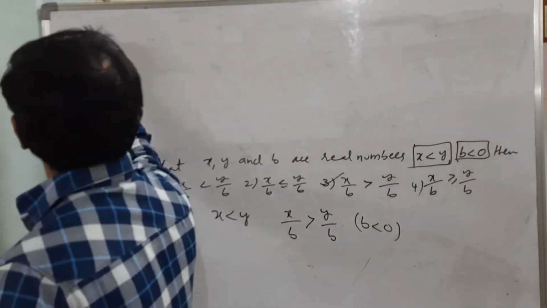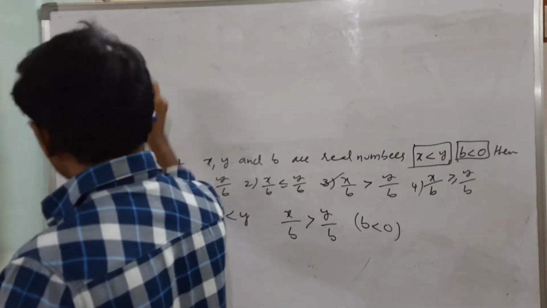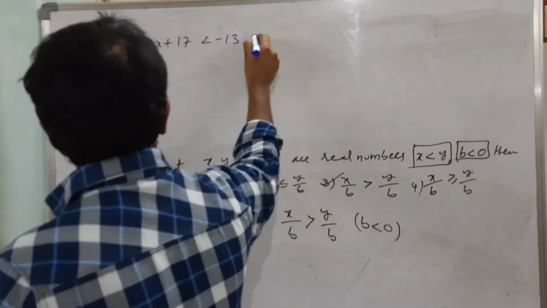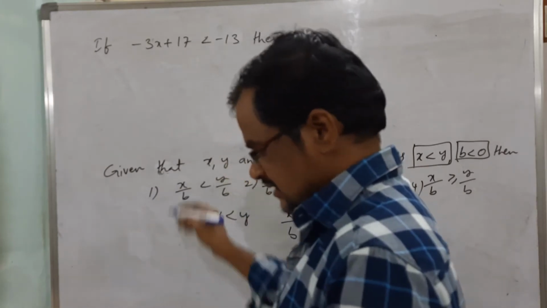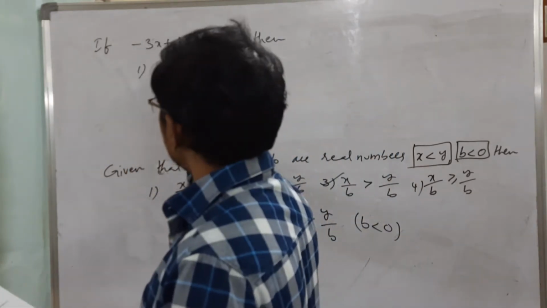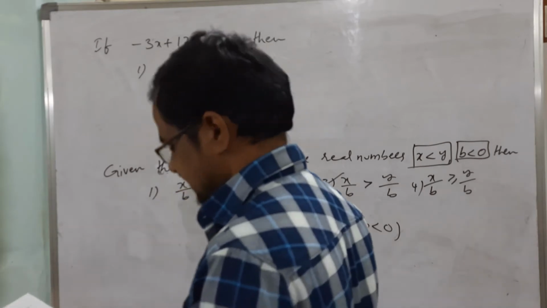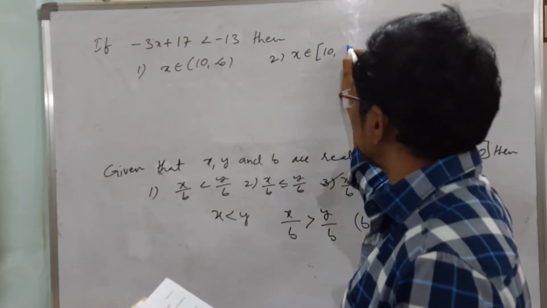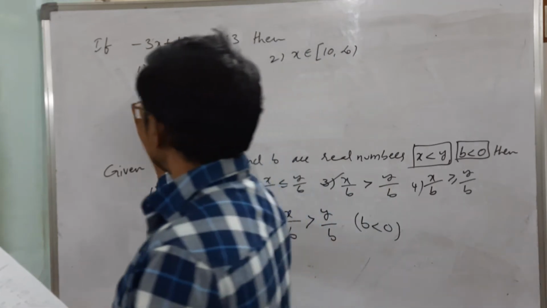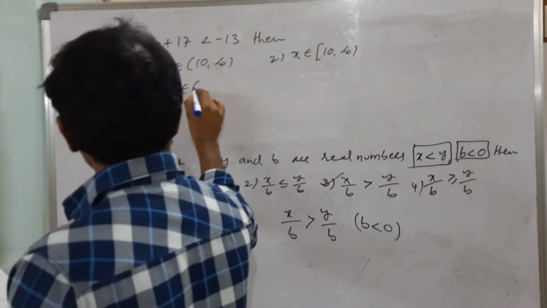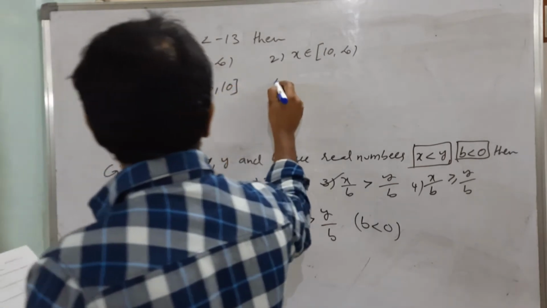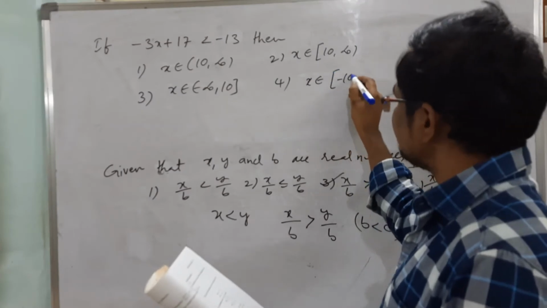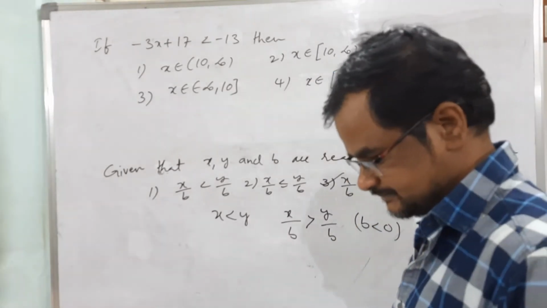See, if minus 3x plus 17 less than minus 13, then first option, x belongs to open interval 10 to infinity, and second one is x belongs to closed interval 10 to infinity, and third option is x belongs to minus infinity to closed interval 10, and fourth option is x belongs to closed interval minus 10 to open interval 10.